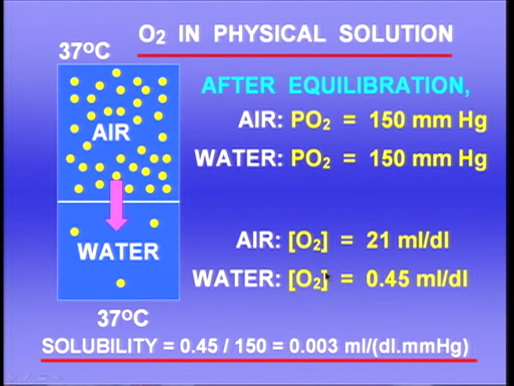Well, it's very much less. And that, of course, is because the solubility of oxygen in water is relatively low. In fact, the solubility is shown down here as 0.003 mils per deciliter per millimeter of mercury. And so the amount of oxygen at a PO2 of 150 is going to be 150 times 0.003, and that comes to 0.45 mils per deciliter. Okay, so that's oxygen in physical solution.